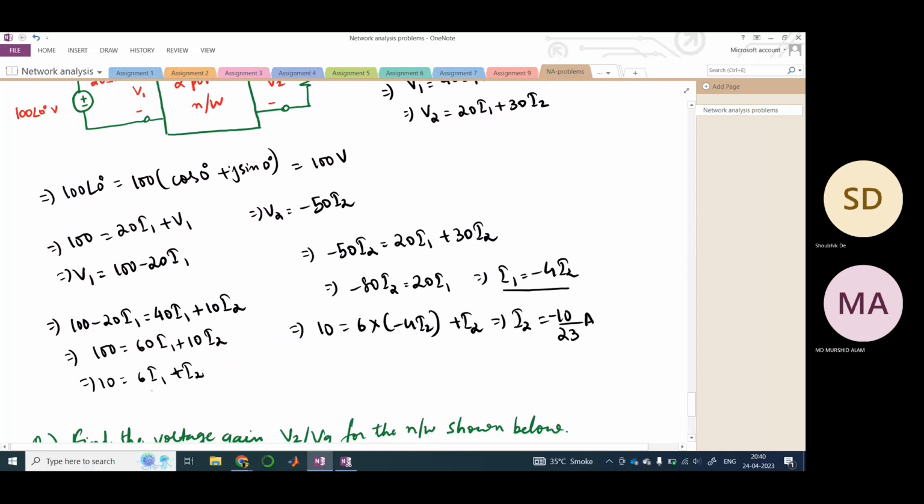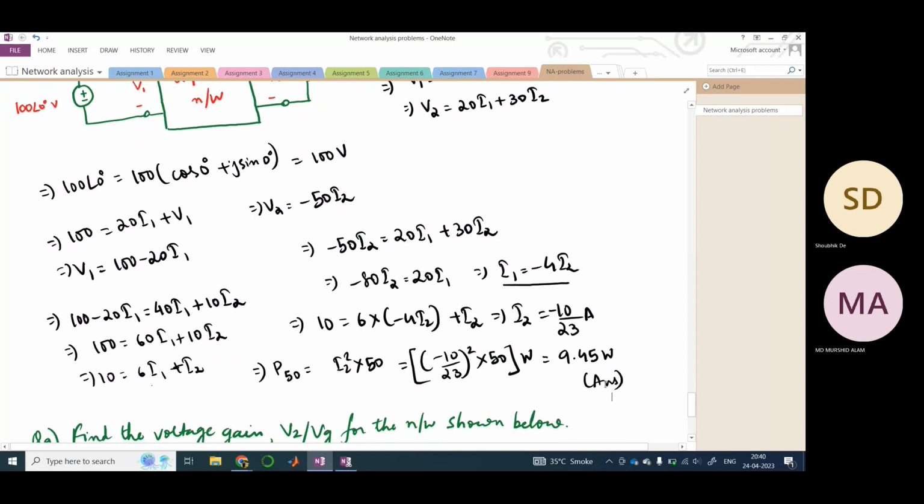Okay, so this is your I2, and finally the power that is dissipated in this 50 ohm resistor is how much? This is I square R, that is I2 square into 50, 10 by 23 square into 50 watts. So this is how much? Approximately this will come out to be 9.45.